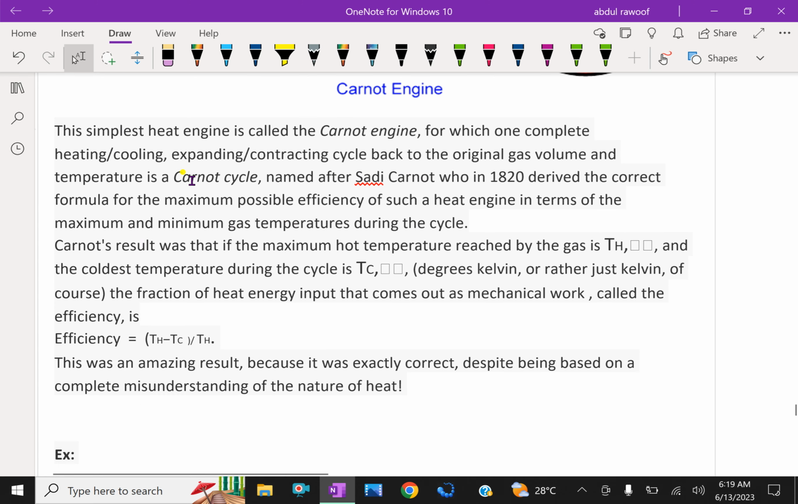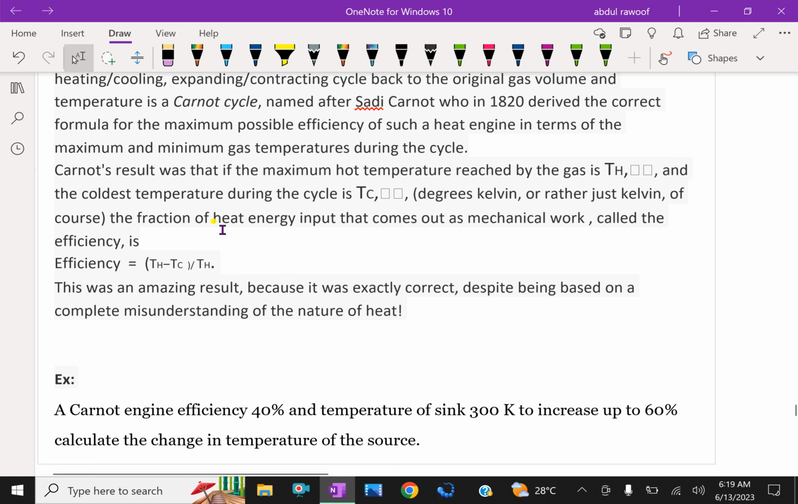The simplest heat engine is called a Carnot engine, for which one complete heating, cooling, expanding and contracting cycle, back to the original gas volume and temperature, is a Carnot cycle. Carnot's result was that the maximum hot temperature reached by the gas is TH and the coldest temperature in the cycle is TC. Between these temperatures the Carnot cycle works.